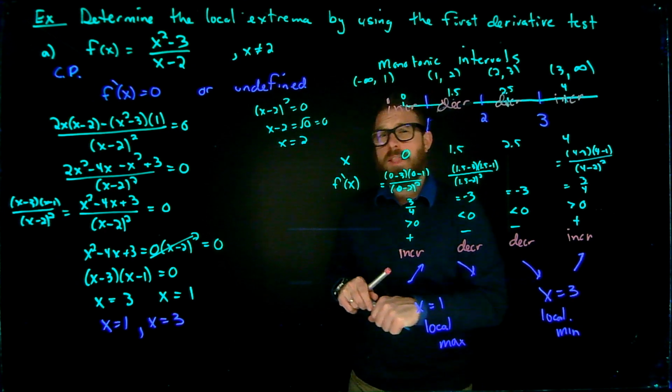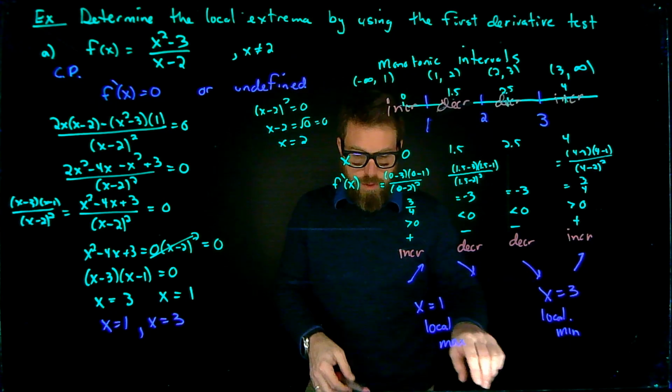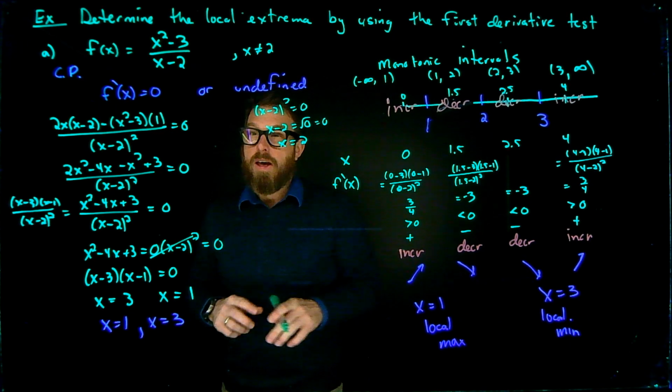Again, if you want to find that minimum value, you'll have to plug 3 into the original function to find its output. But a lot of times the questions are asking where are their locations, not exactly where are the values. All right, last one.